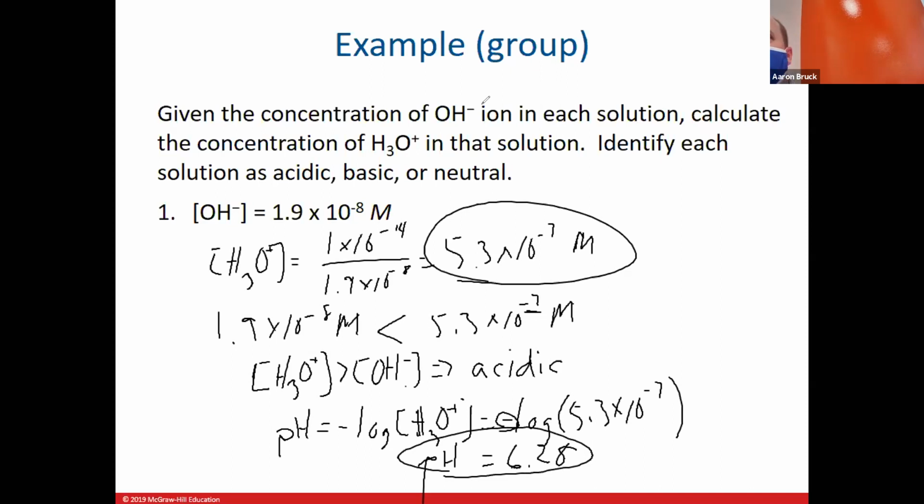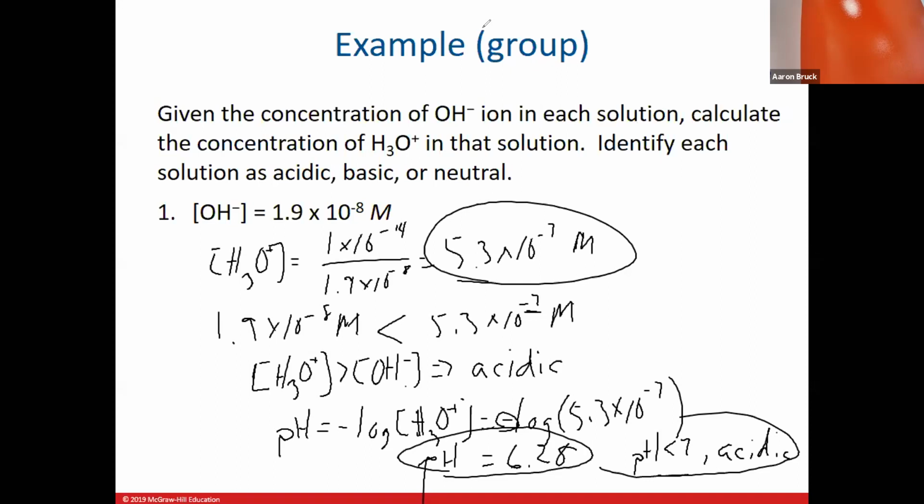So the pH here is positive 6.28. That is slightly below 7, so we could also determine that it's an acid based off of its pH as well. pH is less than 7, so we could conclude it's acidic there as well.